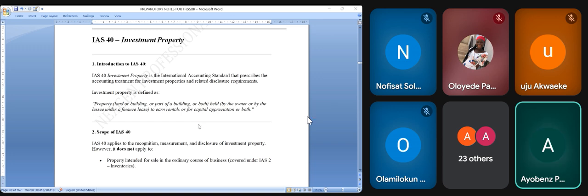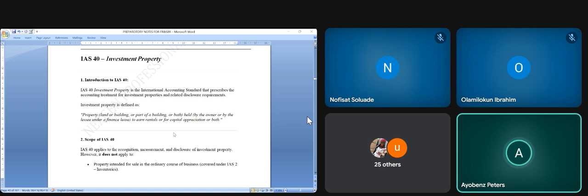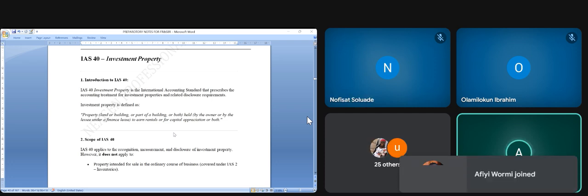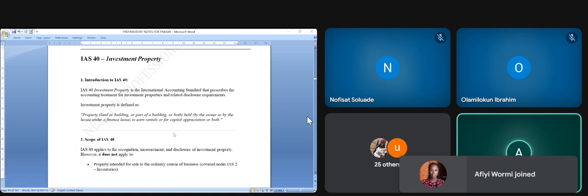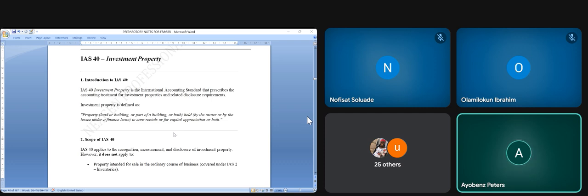You are staying in one of the flats up, then down you give it out for rent. Remember, it's a twin duplex, one up, one down. You are staying up, one is staying down, whereas it is a two-in-one building. That portion of the building that you are staying in cannot be considered an investment property, whereas the one that you lease out, the one that you rent out, that is the portion that we can call an investment property, because you are renting it out.